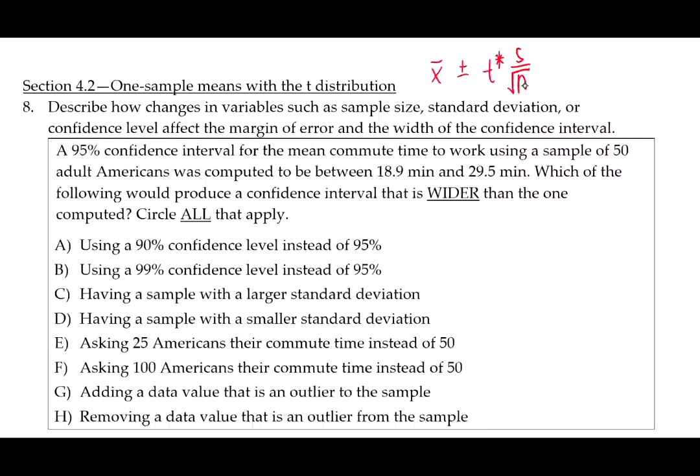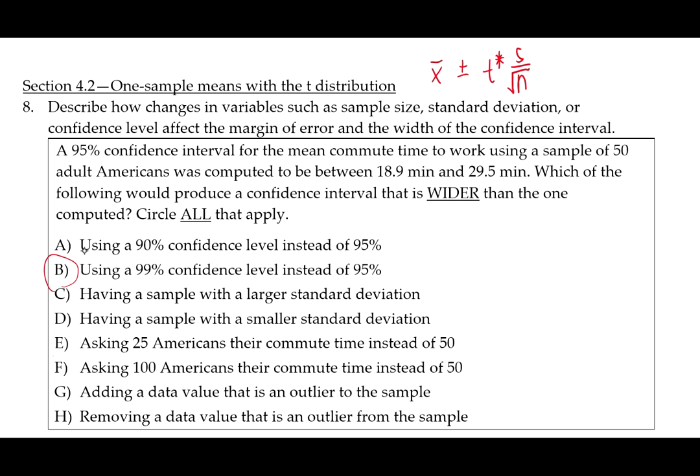Circle all that apply. Answers A and B talk about the confidence level. The interval that we were given is a 95% confidence interval, and we want to know which would make the interval wider, a smaller confidence level like 90% or a larger confidence level like 99%. As I already explained, if we want to be more confident, then we need to include more likely values in our interval. So higher confidence, like using 99% instead of 95%, would give us a wider confidence interval. A smaller confidence level would give us a narrower confidence interval.